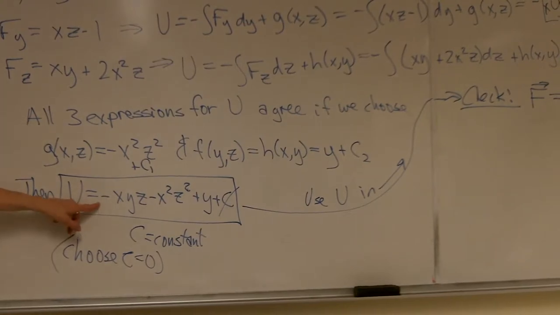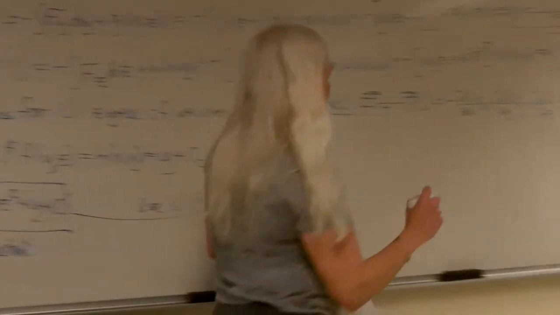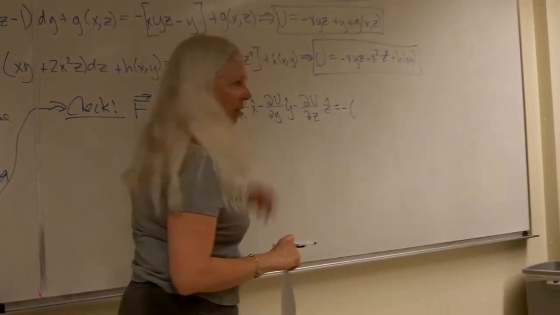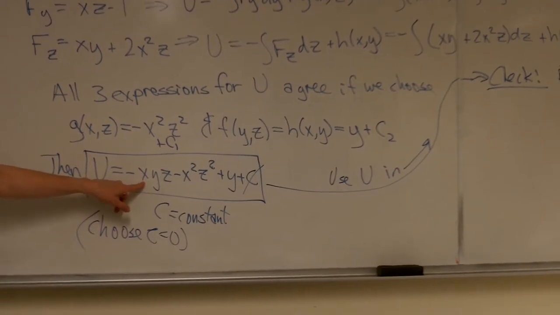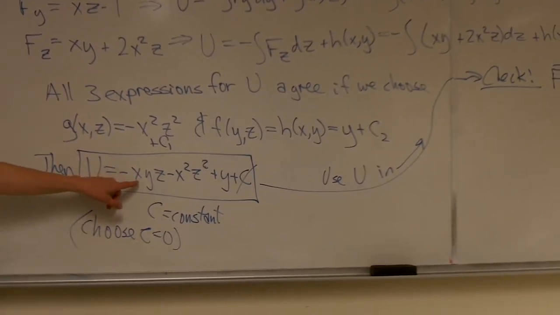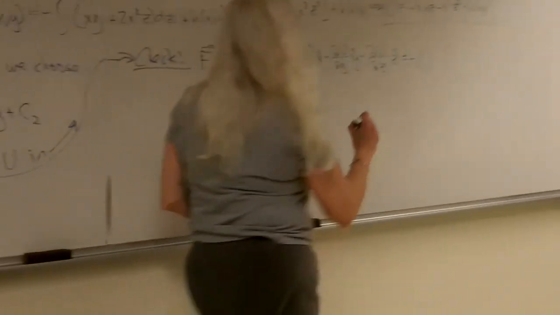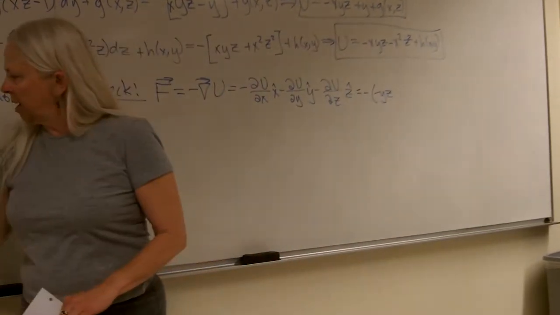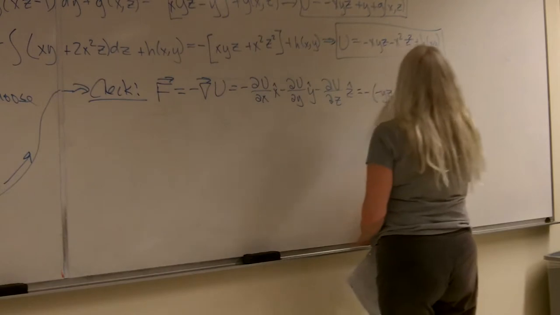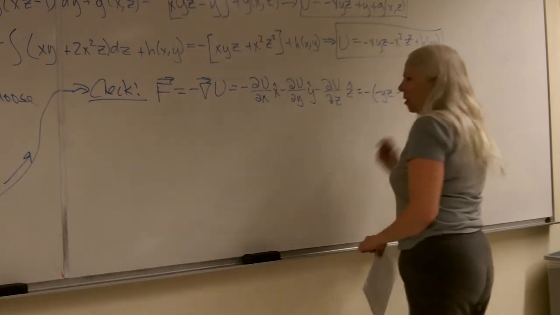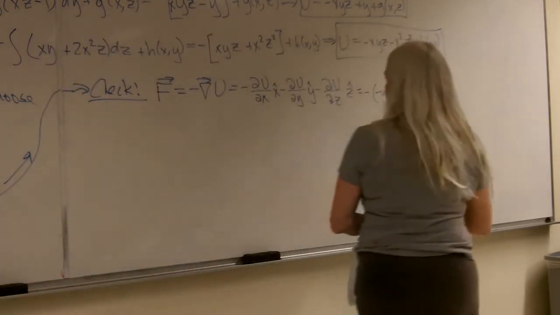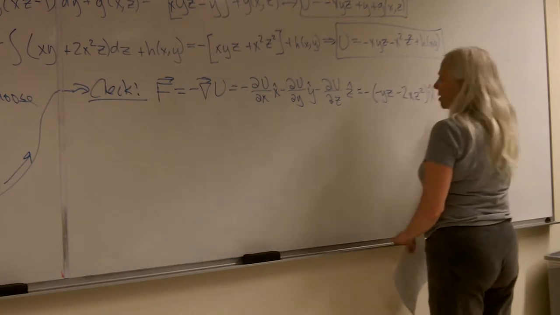Okay, so if this is U, taking minus the derivative of it with respect to x, that'll be the coefficient of x hat. Let's go ahead and do that. Differentiating with respect to x, of course, treating y and z like constants. From this first term, we'll get minus yz. From the second term, we'll get minus 2xz squared. Nothing from the y, and of course nothing from the constant. Right? So that's it for dU/dx. This gets multiplied by x hat.